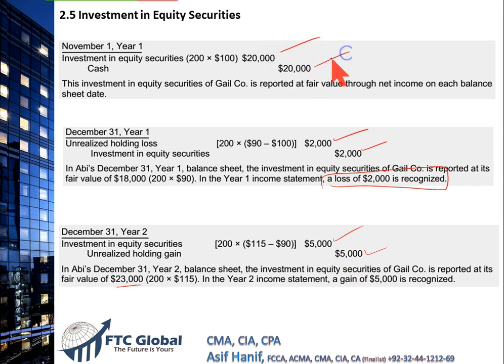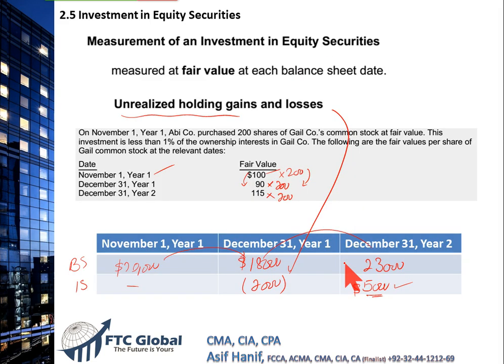This is the initial record keeping of the investments. When the price fell, there was a loss of $2,000, unrealized loss. And when the investment gained in value over the period by $5,000, we had an unrealized holding gain. So all these are unrealized because investments have not actually been sold, right? So this is how we report.